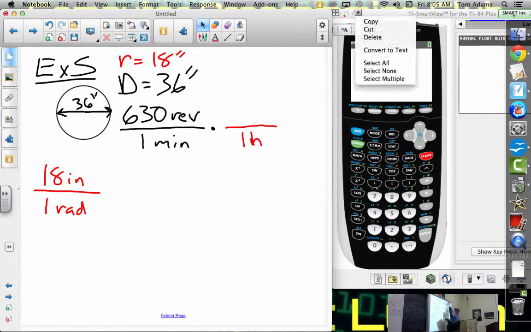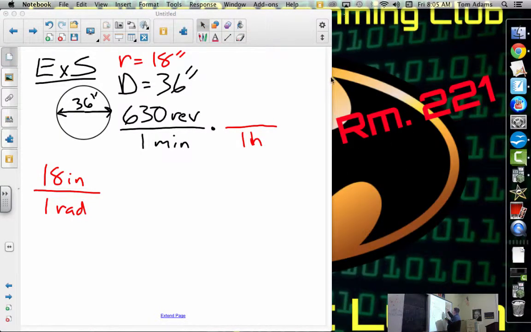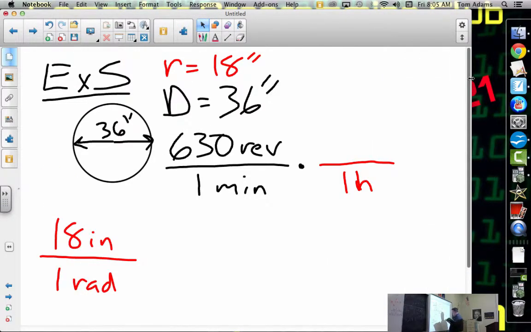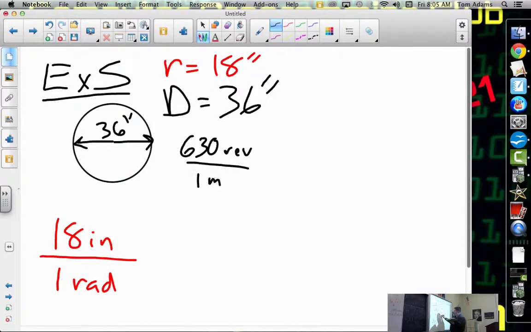Let me get my little calculator out of the way here. Whoops. And let me slide this over. Actually, you know what? I think I'm going to, I wrote this a little too big. Let's make this a little smaller. So I've got 630 revolutions. Oops. My smartboard's working better today. Per minute. And I need it miles per hour. So I'm going to put the hour here, and there's 60 minutes in an hour.